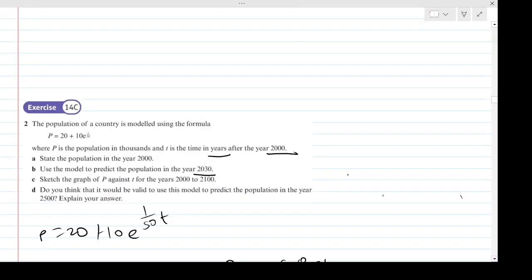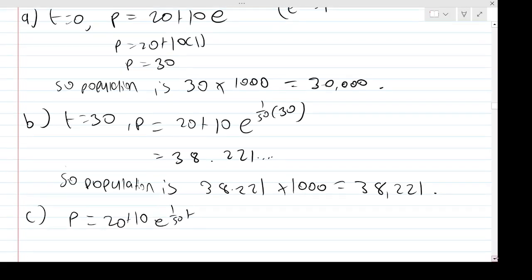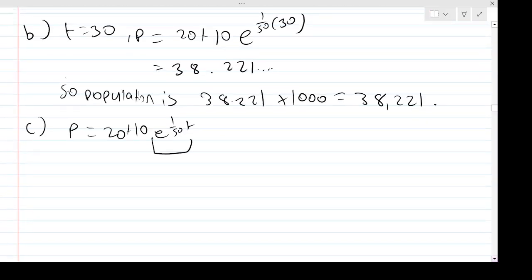Part C. Now it's asking to sketch the graph of P against t for the years 2000 to 2100. So, interesting. Okay, so P against t. So again, we're going to sketch the graph. P is, what was it, 20 add 10e to the negative 50th t. So again, I don't really want to decompose it into a series of transformations. I don't want to sketch e to the 50th t, then 10e to the 50th t, then add 20 on. It takes a lot of work.